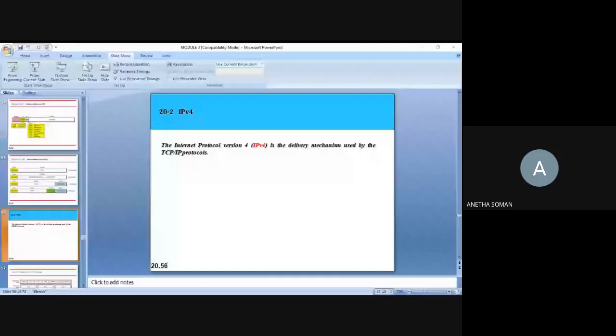Which protocol? Break down. No sound. I don't know, some problem with the net connection.